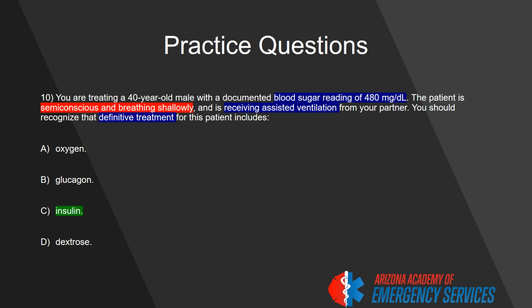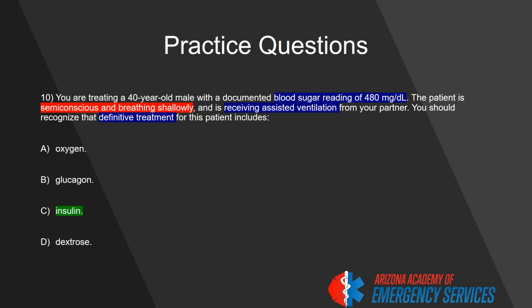So we also understand that EMTs and paramedics in the field cannot administer insulin. We don't have the protocols or the training for it. So this is the perfect answer, answer option C. We know that the patient needs insulin so that the cells can metabolize that excess glucose, and we know that insulin is only given by doctors and nurses in the definitive setting, and that's why C is correct.